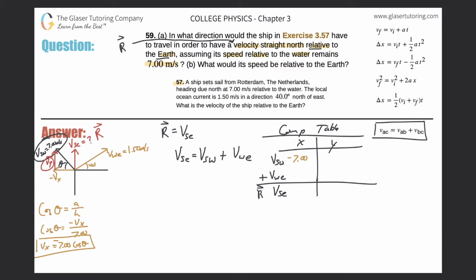Now take a look at the y. We probably don't even need to do that, but let's just do it anyway. So remember, I know the hypotenuse. I want to incorporate this angle, and this side, Vy, is opposite of that angle. Therefore, I'm going to use sine. So sine of theta is equal to opposite over hypotenuse. So the sine of my unknown angle should be equal to the velocity in the y direction, which is positive because it's pointing upwards in the positive y direction, divided by the hypotenuse of 7.00.